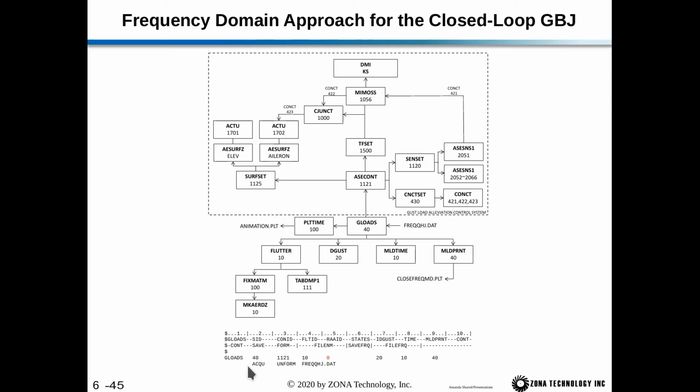And then, since we're doing a frequency domain approach, the RAAID field of the G loads is 0. And now you can also see we're acquiring the frequency domain Gust because we saved that in the open loop analysis. But that part hasn't changed, so we can now acquire that for a faster analysis.